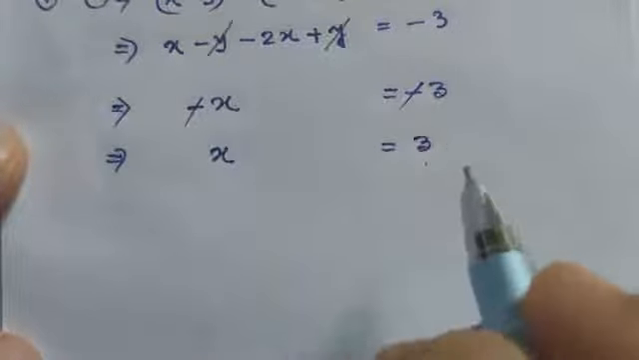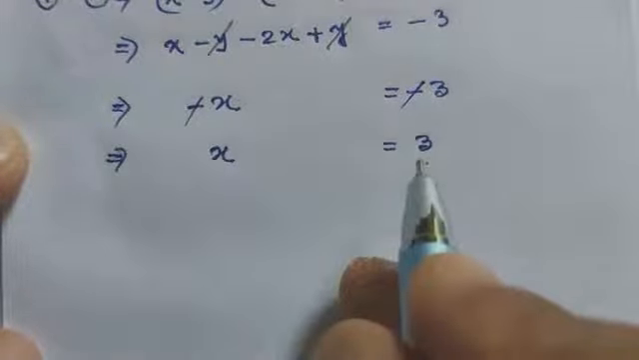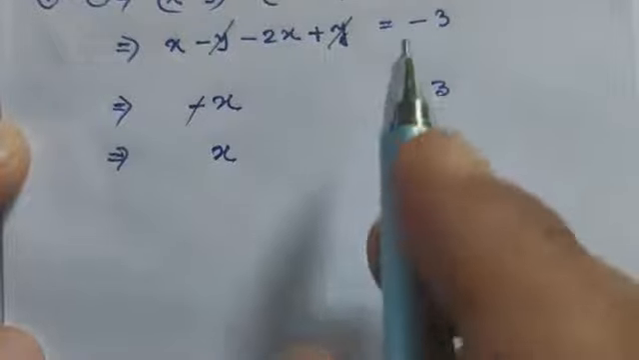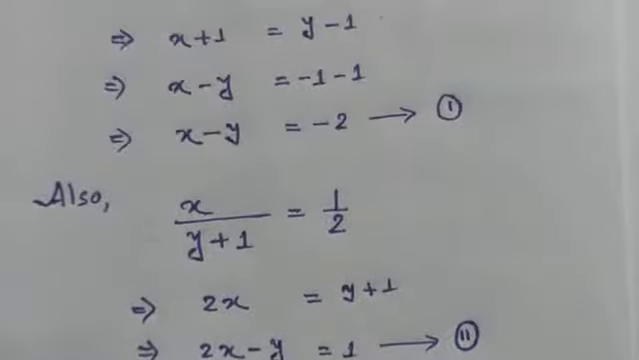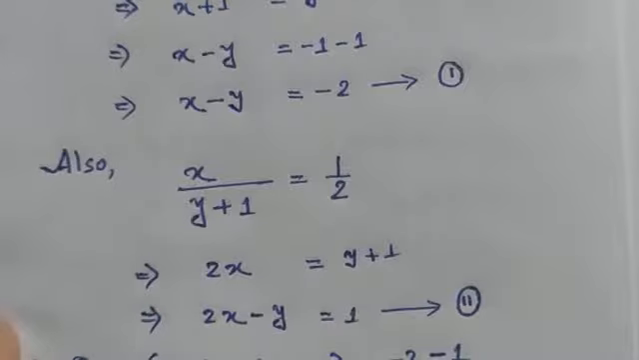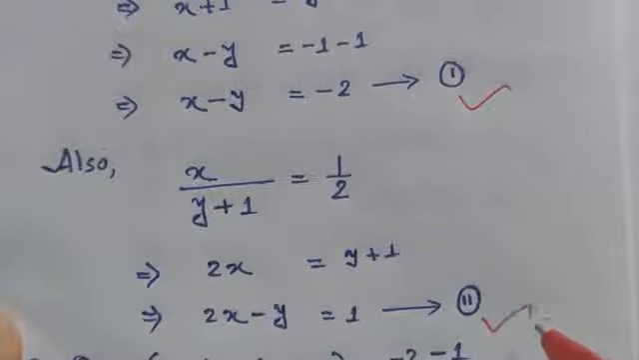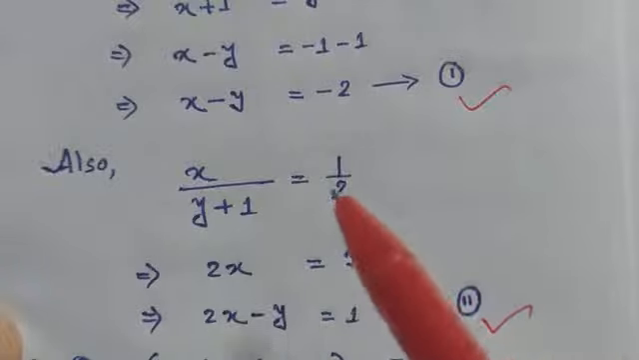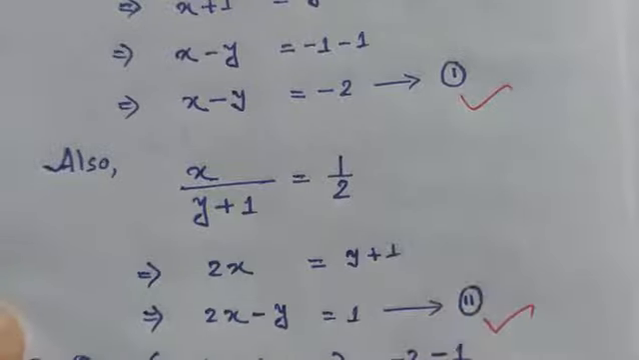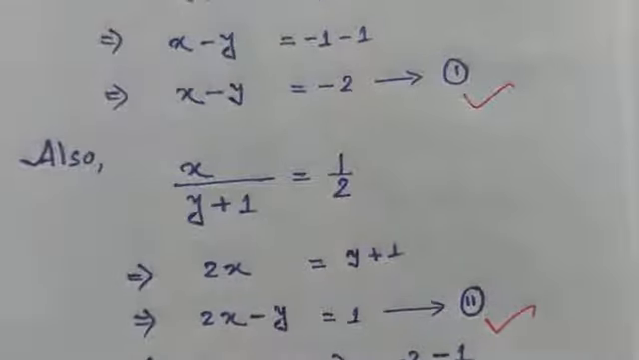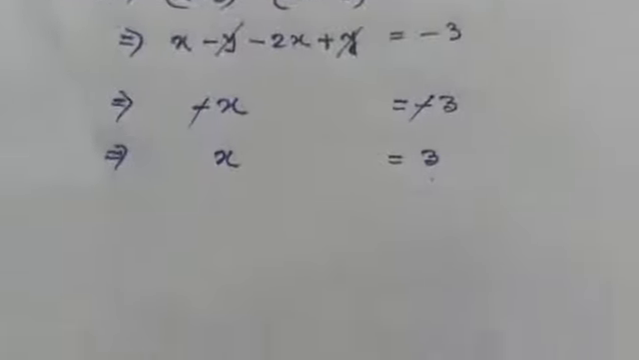Now what to do? The same, we have to substitute the value of x in any one of the given equations. That is, we have two equations with us: the first equation is x minus y is equals to minus 2, and the second equation is twice x minus y is equals to 1. Any one of these two equations, when we substitute the value of x and solve it, we'll get the value of y definitely. And I think equation 1 is better since it is simpler.